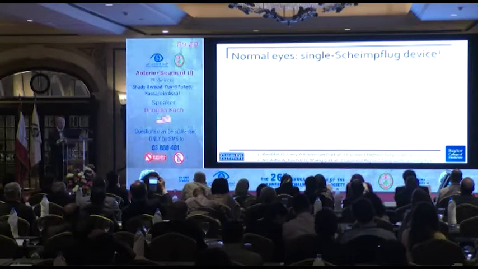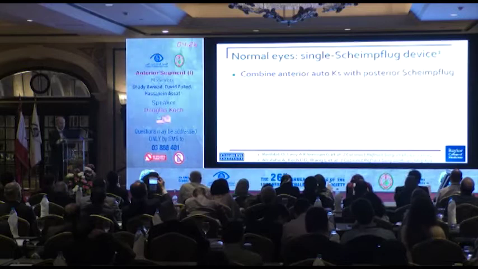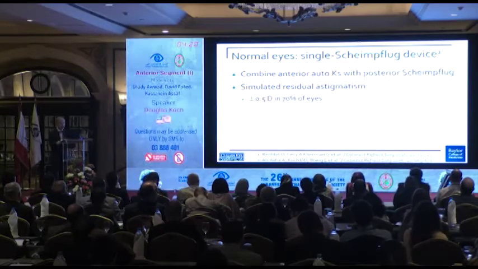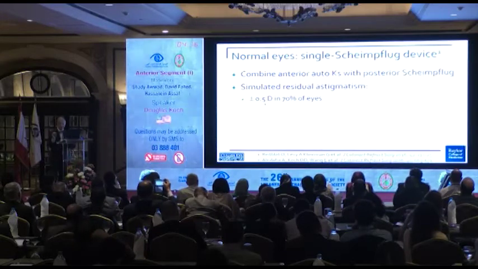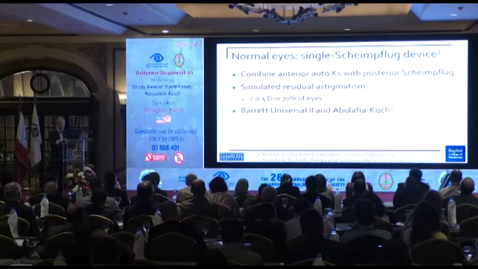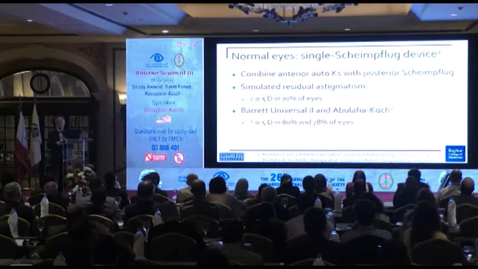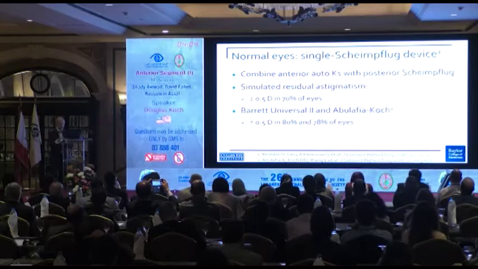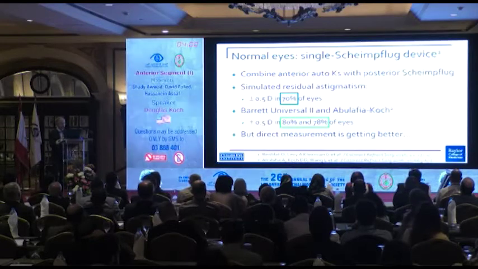There was a study using the Pentacam that came from Reitblatt, and they looked at anterior corneal power with the Pentacam, and they found that the residual astigmatism accuracy was plus or minus a half diopter in 70% with a Pentacam, 70%. And what did I just tell you? The regression formulas are around 80%. So measuring the posterior cornea with Scheimpflug technology still isn't better right now than just using the formulas you have that are based on regression. But direct measurement's getting better.